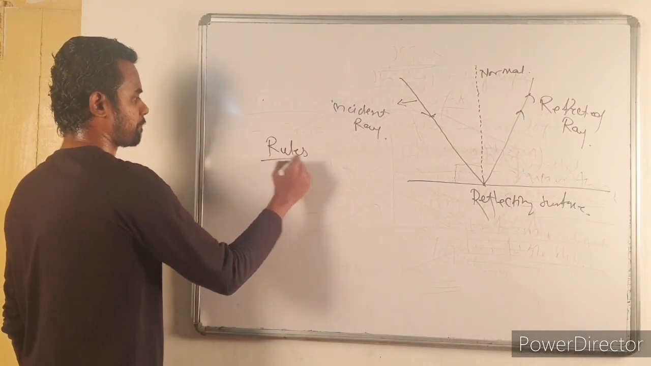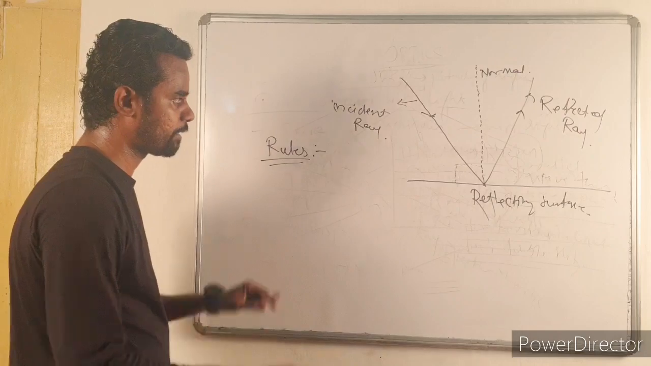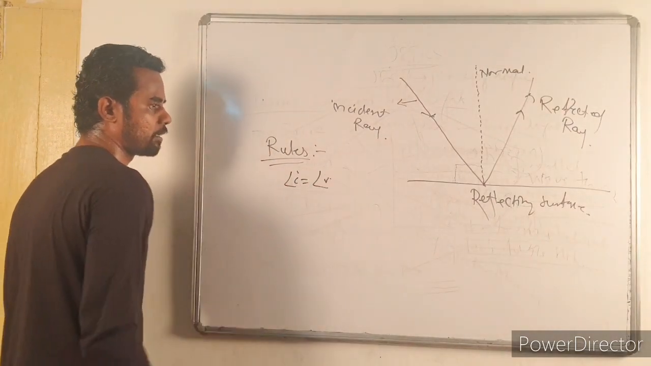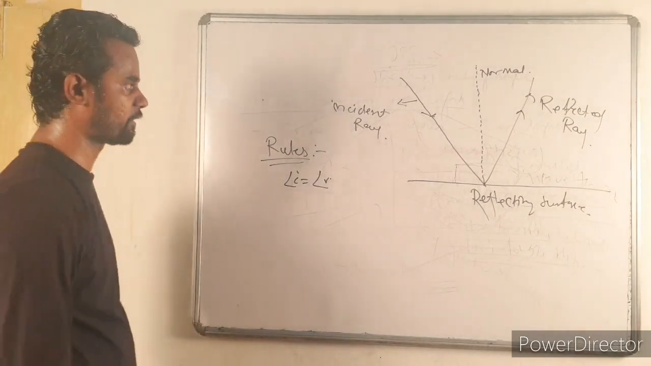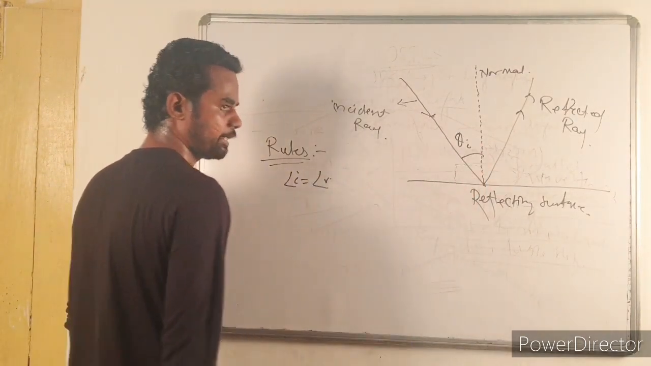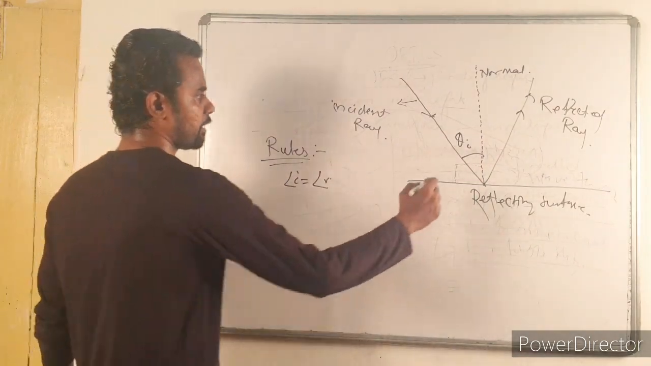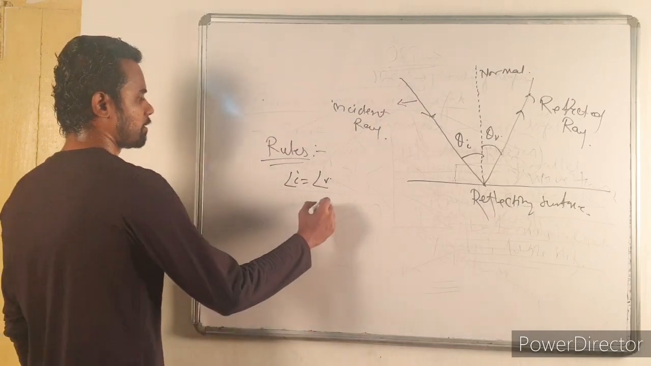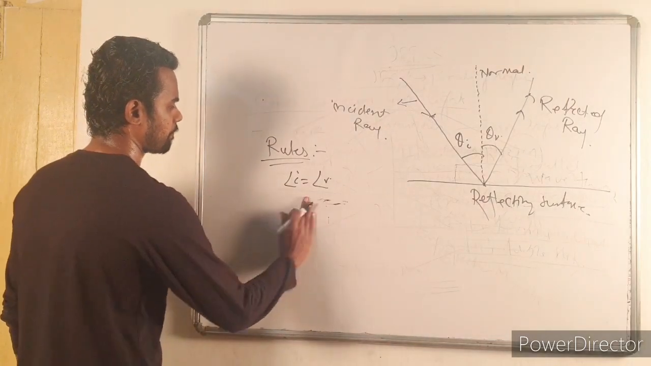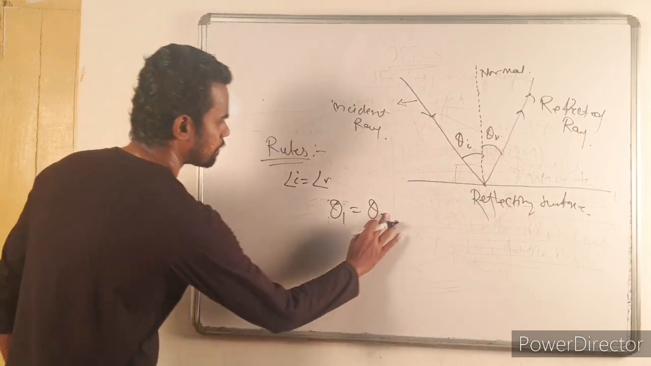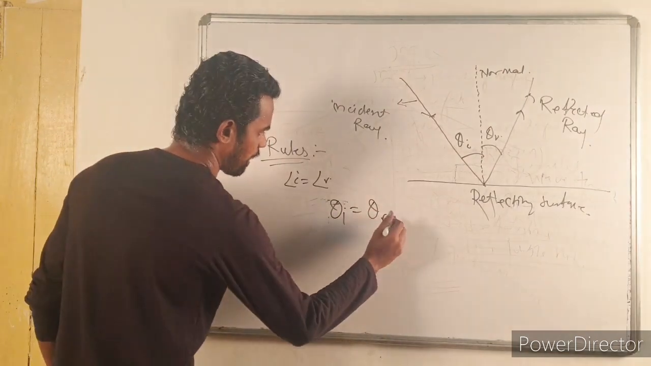Now, rules of reflection. Rule 1: the angle of incidence will always be equal to the angle of reflection. That is, suppose theta I is the angle of incidence and theta R is the angle of reflection, then theta I is always equal to theta R.